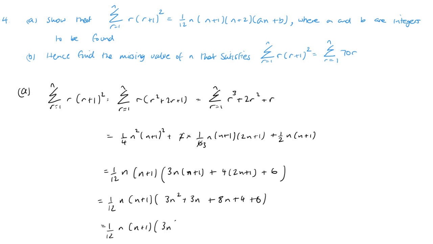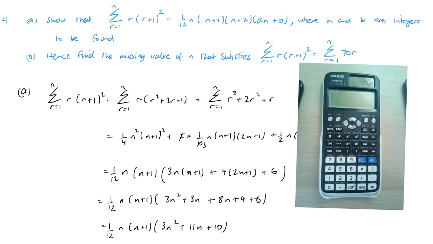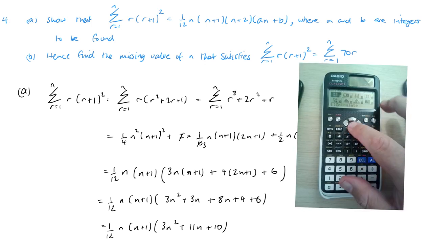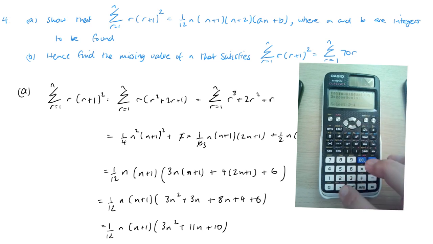So that is 3n squared plus 11n plus 10. Now, if you want to cheat a little bit with your factorizing, because you don't know how to factorize this, put it into your solving equations. So we got minus 5/3. Now I'll just do this in red. So we've got minus 5/3, so that's n equals, and n equals minus 2.